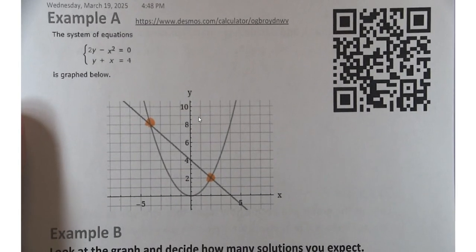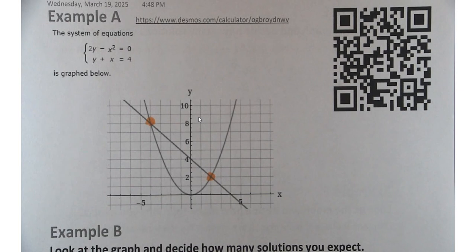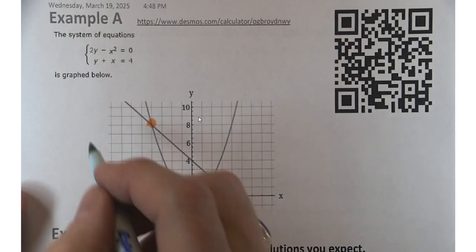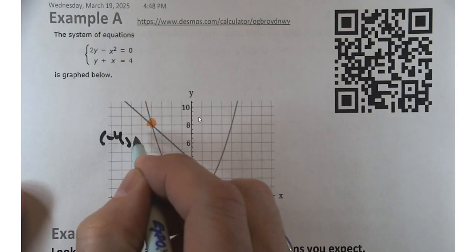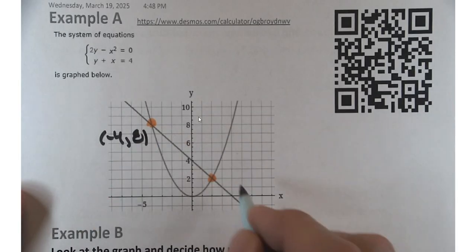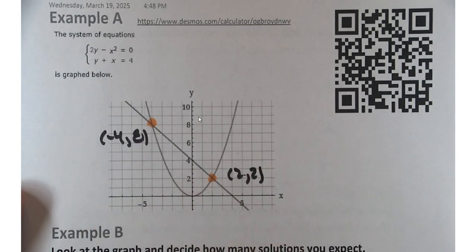So can anyone venture a guess as to what the actual solution to this nonlinear system of equations is? Negative 5, 8, and 2, 2. Negative 4, 8, negative 4, and 2, 2. Nice. So it's just where the graphs cross each other.